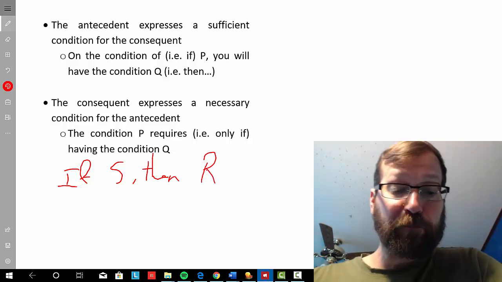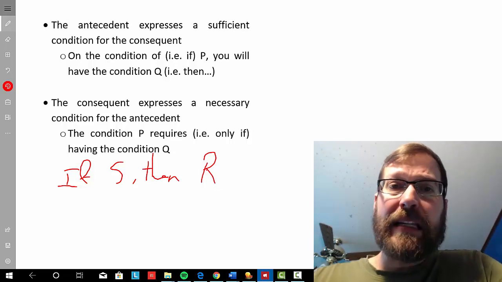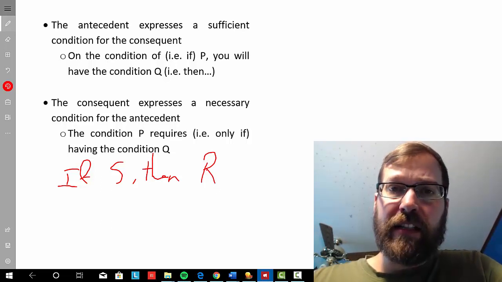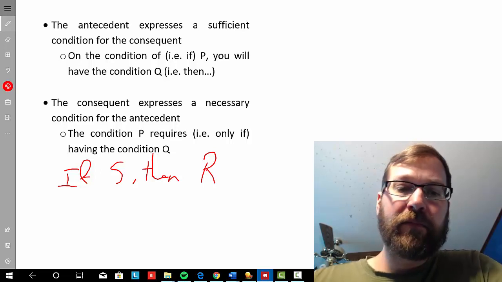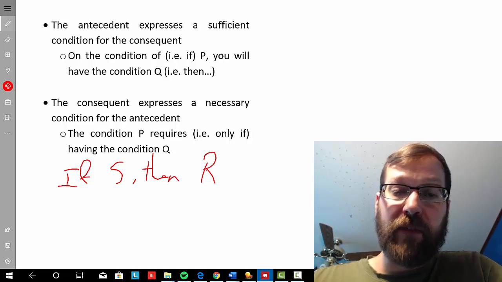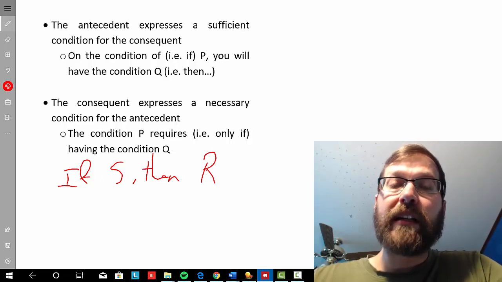So if we have, going back to the snake reptile example, if S then R, what I'm asserting is that being a snake is going to get you that you're also a reptile. Right? It's going to suffice for being a reptile. There's other ways to be a reptile than being a snake, but being a snake is one of those ways that's going to get you to be a reptile.